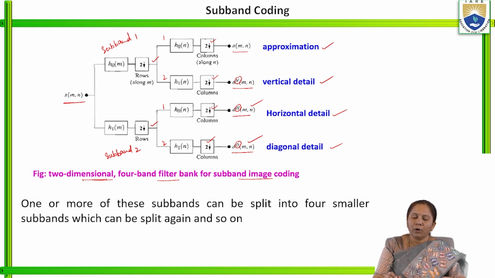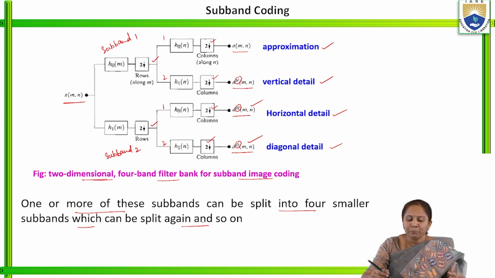So from this block diagram, we can say that one or more of these subbands can be split into 4 smaller subbands, which can be split again and so on. If we consider these as inputs again, they can be divided into different subbands.